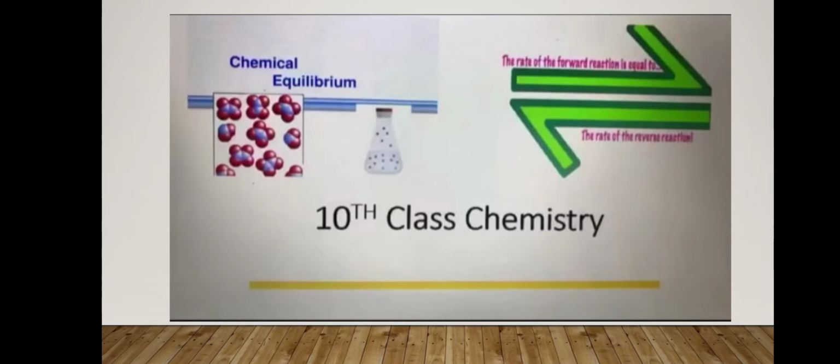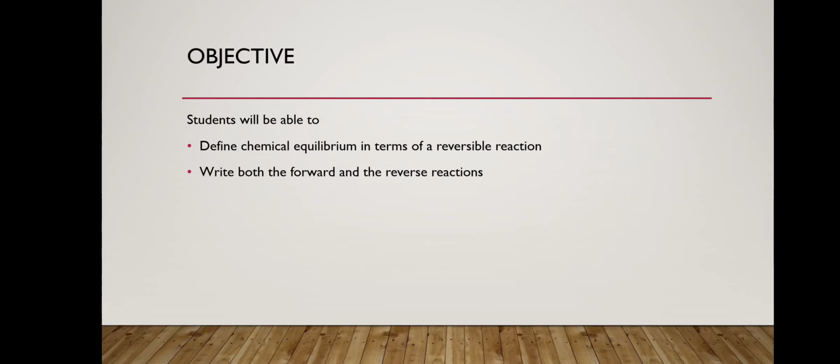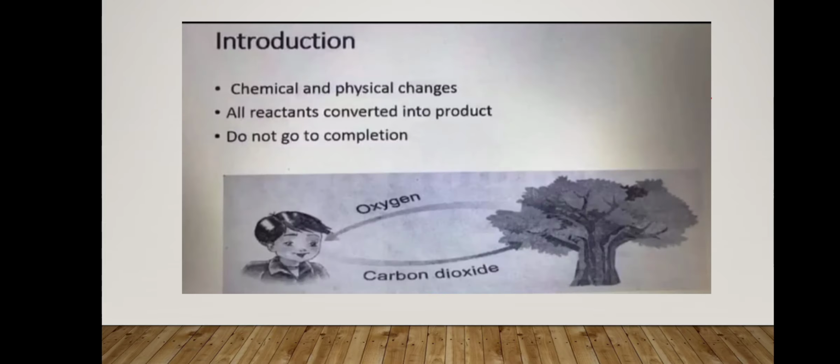Chapter number 9, chemical equilibrium, is based on the rate of the forward reaction being equal to the rate of the reverse reaction. Main objectives: the student will be able to define chemical equilibrium in terms of a reversible reaction, and write both the forward and reverse reactions.